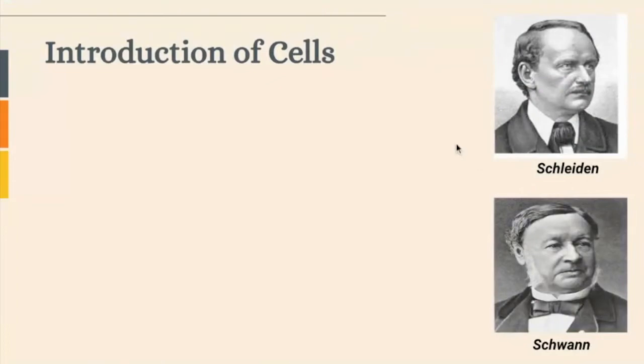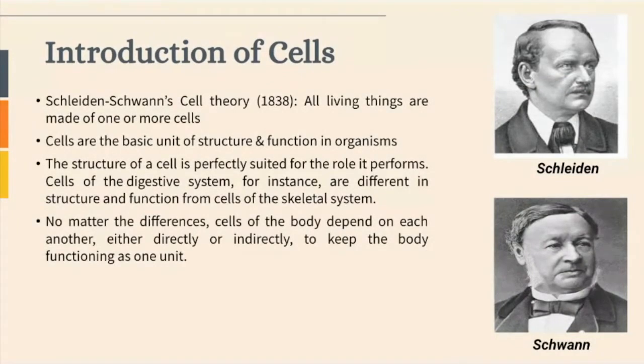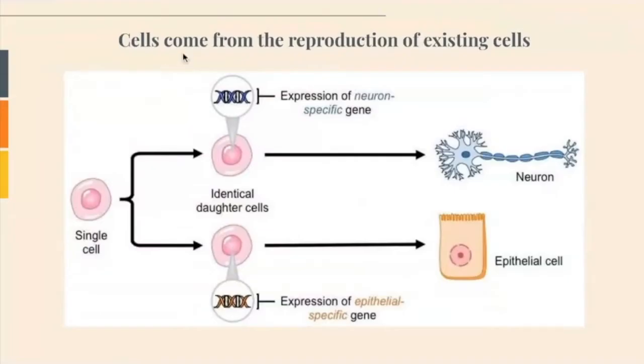So, introduction of cells. In 1838, Schleiden and Schwann proposed a cell theory. If you learn in cell biology, or genetics, or immunology about the cells, all living things are made of one or more cells. That is cell theory. And cells are the basic unit of structure and function in an organism, and they play specific roles or functions. So cells come from the reproduction of existing cells.